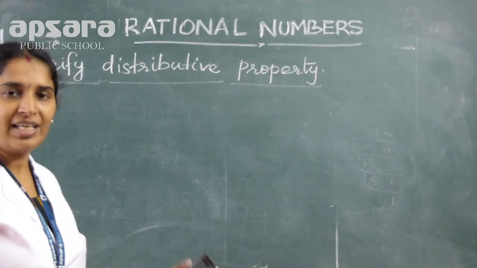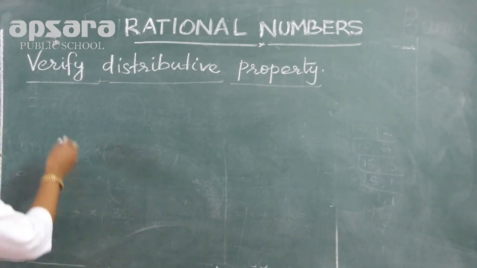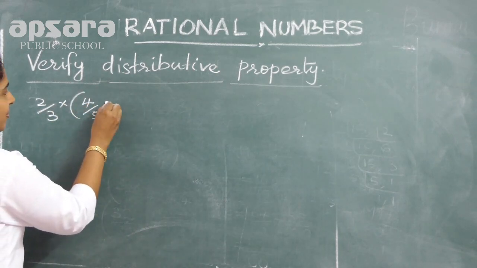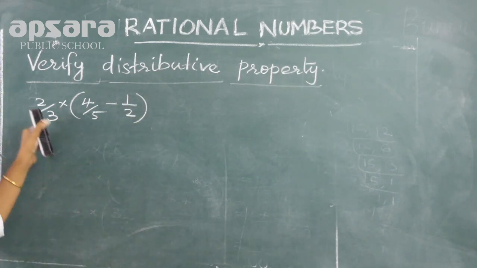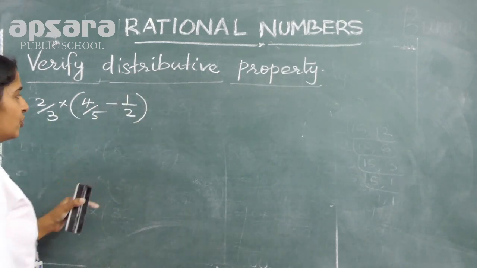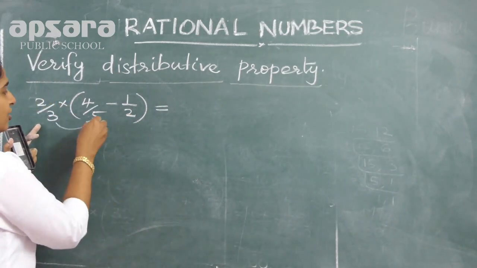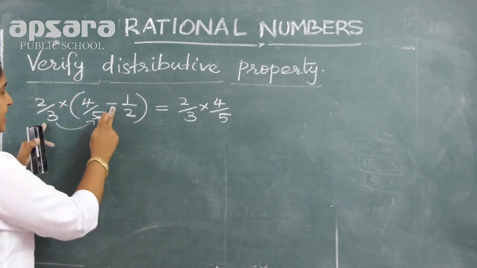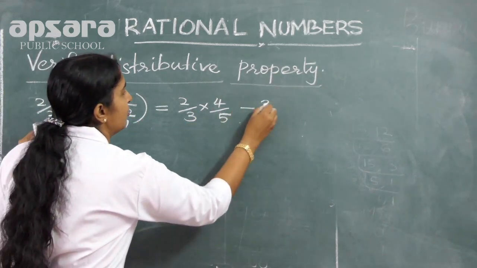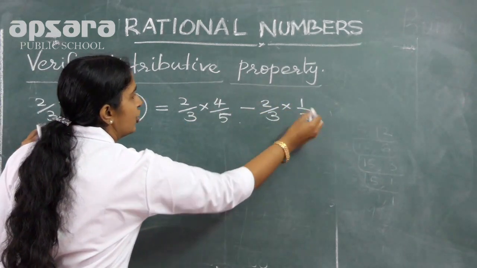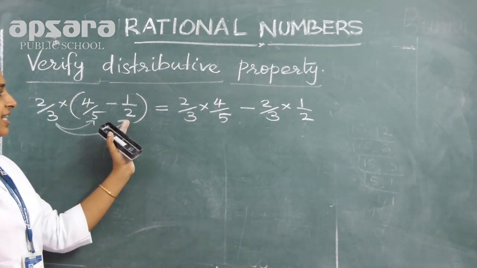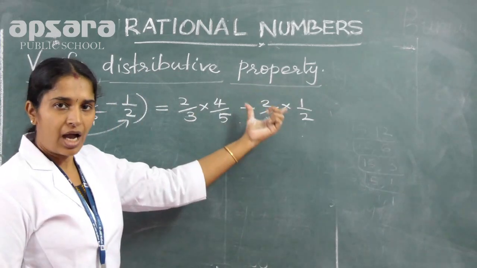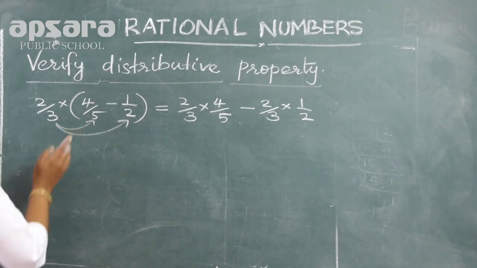Okay, let us verify this with an example. So 2 by 3 into 4 by 5 minus 1 by 2, which is equal to 2 by 3 into 4 by 5 minus 2 by 3 into 1 by 2. Okay? Now this is the LHS and this is the RHS. We have to show that the LHS value is equal to the RHS value. So let's start with the LHS.